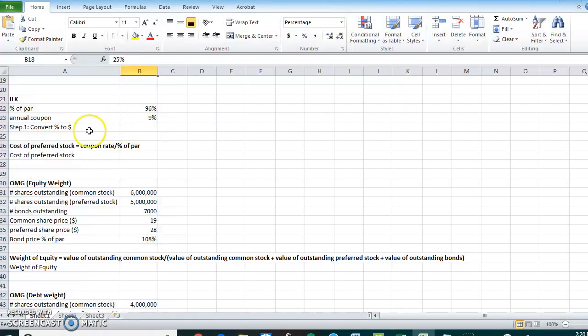Well, first step, again, convert your percentages to dollars, and that you do that by taking 96% of 1,000, and then 9% of 1,000. So we're not even going to use Excel for this because it's shorter just to convert in your head. So let's, instead of 1,000, let's use 100 since it's a percent and it's a divided rate. I mean, we can do it either way.